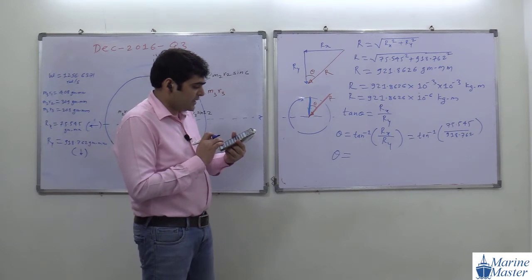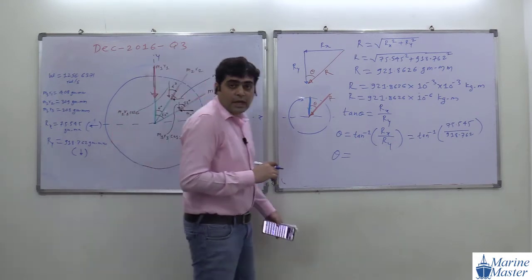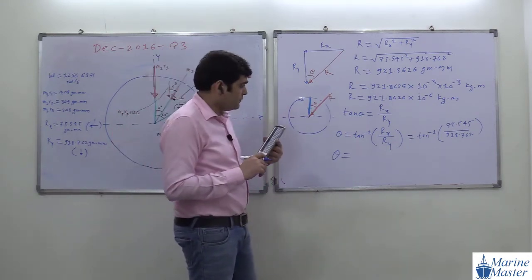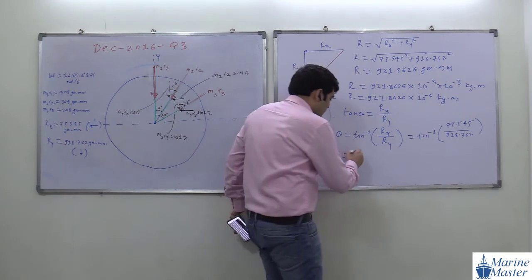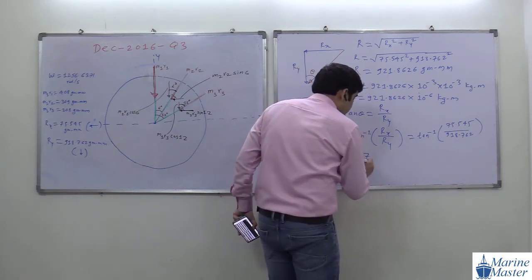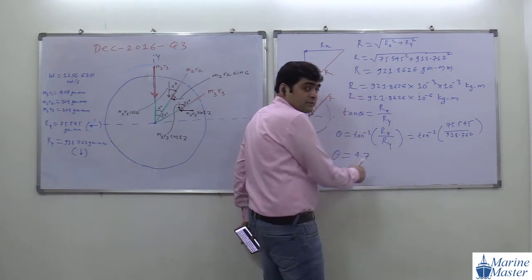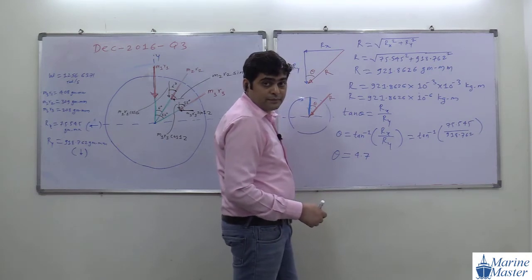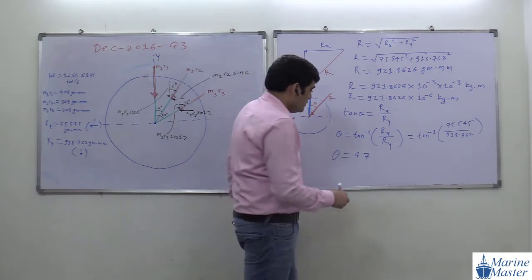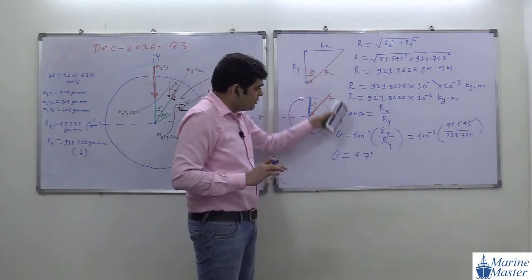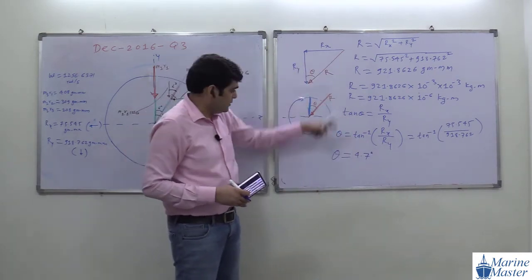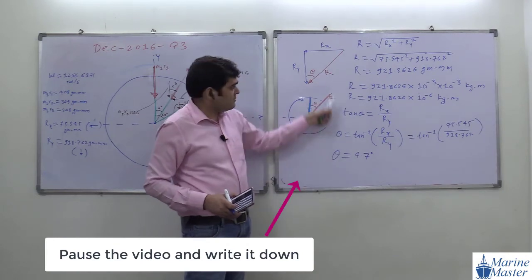How much are we getting? Any more digits? Okay, good, 4.7 degrees. So we got R and theta. Please write down up to this point, up to R and theta. We are nearer to the final answer.